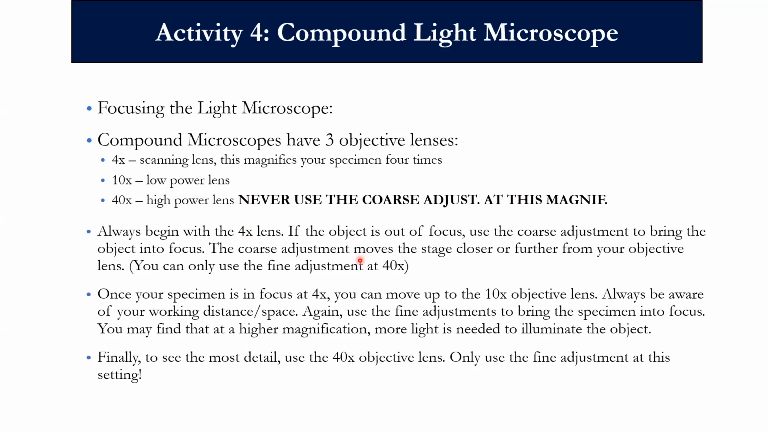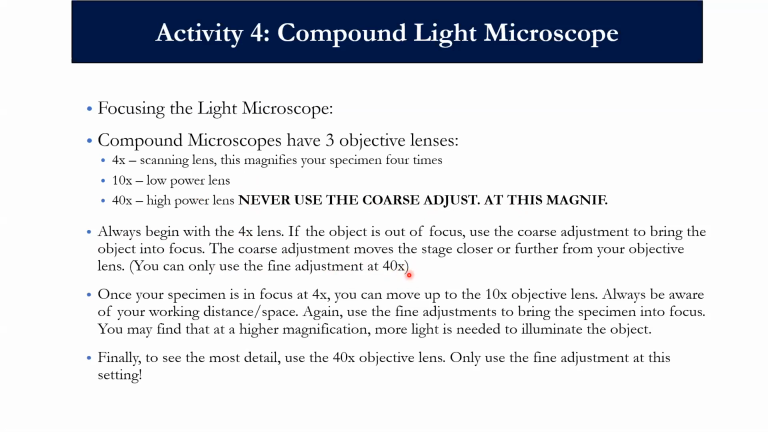The coarse adjustment knob moves the stage closer or further from your objective lens. You can only use the fine adjustment at 40x. So just remember, at 40x, only use your fine adjustment. I actually only use fine adjustment at both 10 and 40x.